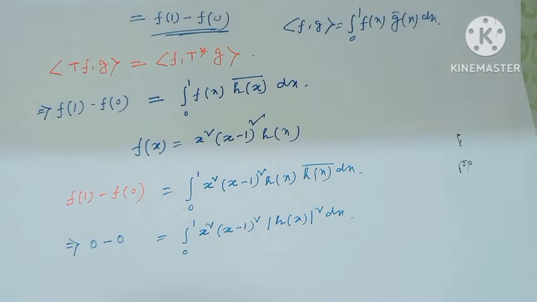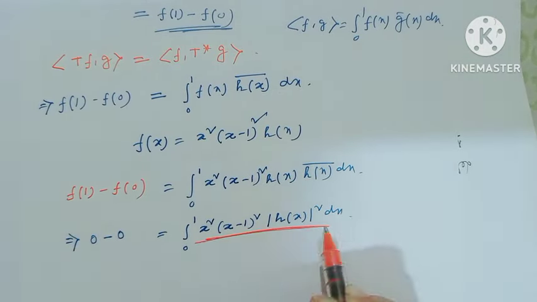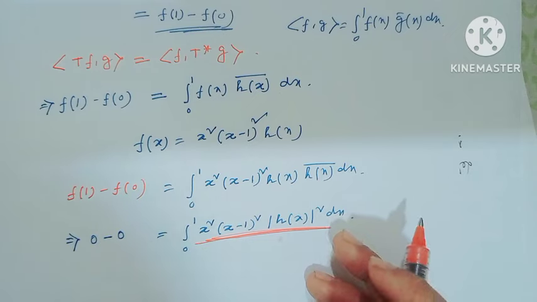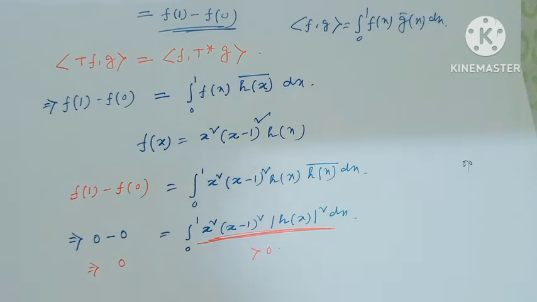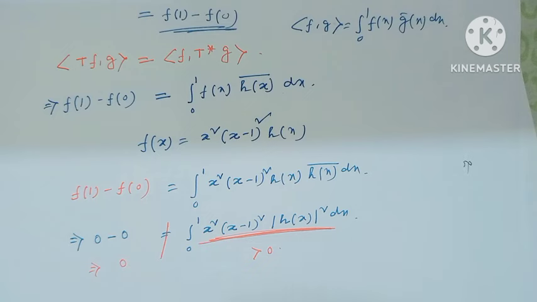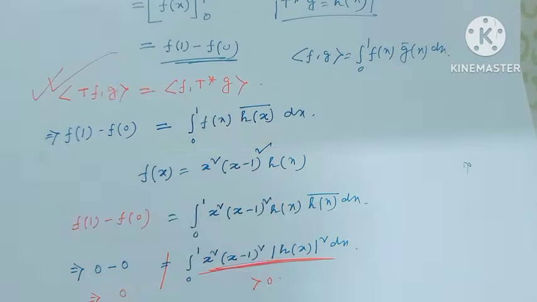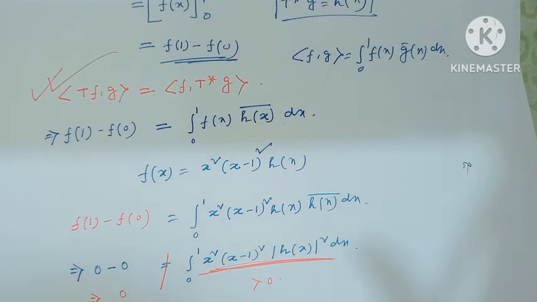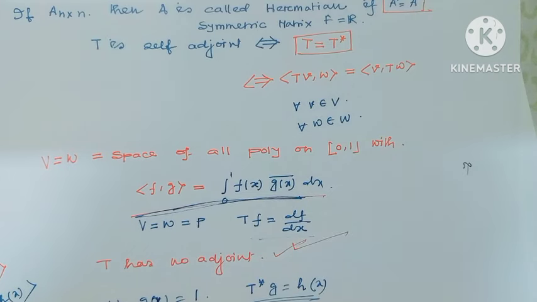Notice the right hand side of the integration is always positive, so this is greater than 0, and the left hand side is equal to 0. Since the left hand side and right hand side are not equal, this type of inner product relation does not exist, so there exists no adjoint. This operator T has no adjoint. I hope all my viewers have understood clearly.